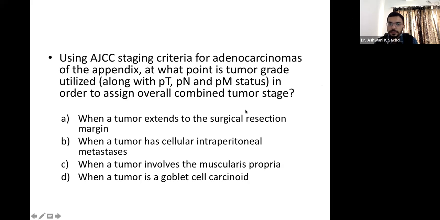The answer is B. When a tumor has cellular intraperitoneal metastasis, that is M1B. M1A is acellular intraperitoneal mucin deposit, and M1B is cellular. So well differentiated comes into M1A, and poorly differentiated, grade 2 and grade 3, comes into M1B.